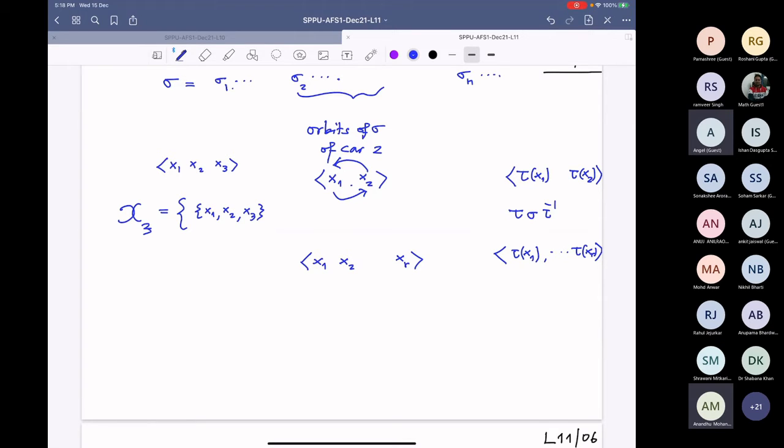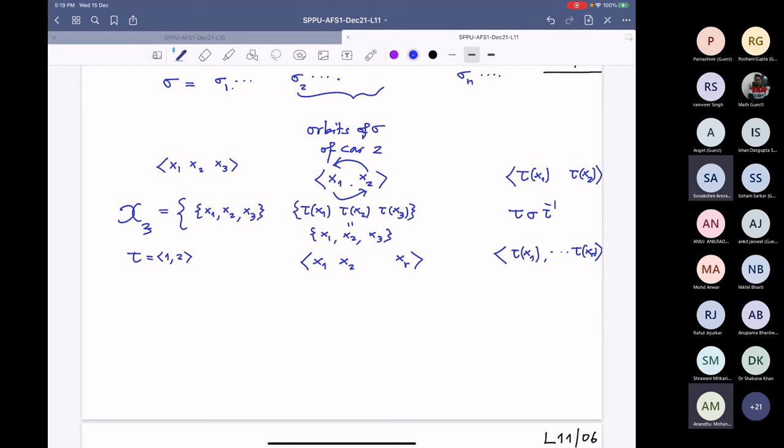Now suppose the tau was some other permutation. Say tau was (1 2), just as an example. Now what will be this orbit? Strictly speaking, I should write tau of x1, tau of x2, tau of x3, right? But what will be the cycle? So this is that set. But isn't this set the same as x1, x2, x3? Yes, sir, shuffled x1, x2.